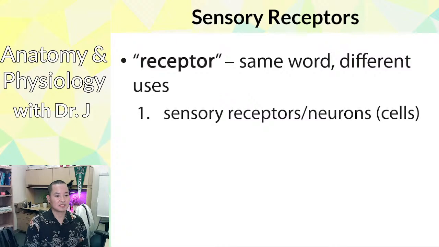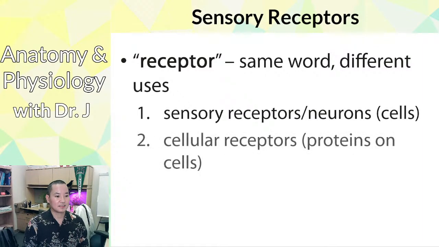So sensory receptors or neurons, these are cells, and I think this is why I sometimes say, for clarity's sake, sensory neuron or sensory receptor neuron. I'm trying to say that it is a cell I'm talking about that detects something. Now, you also have cellular receptors, which are proteins on cells. So these are small molecules on your cells, but they detect some sort of change in the cellular environment.